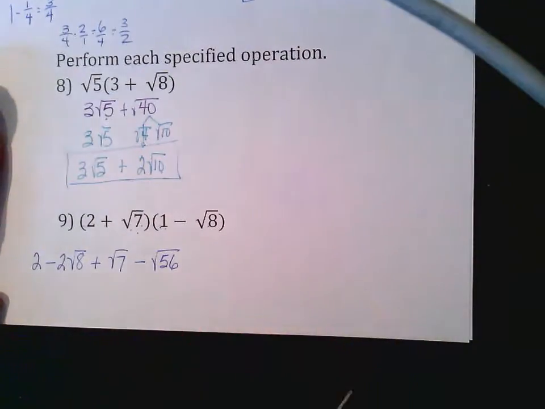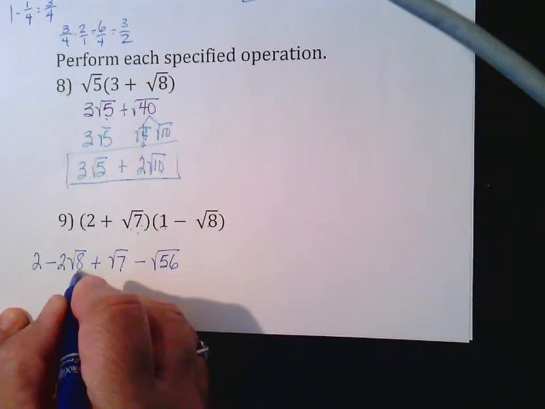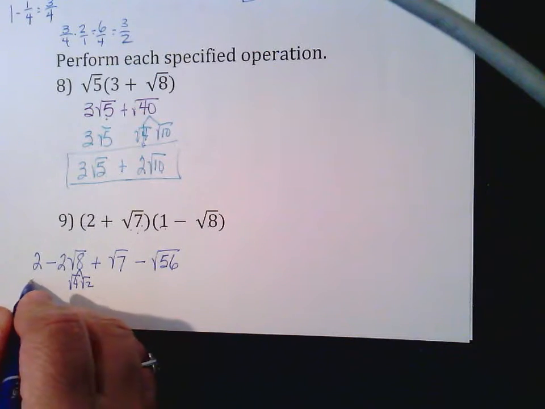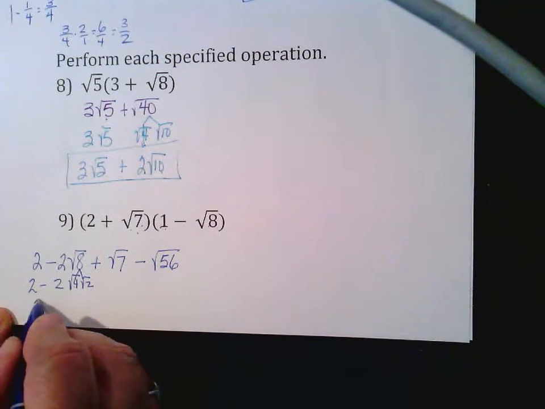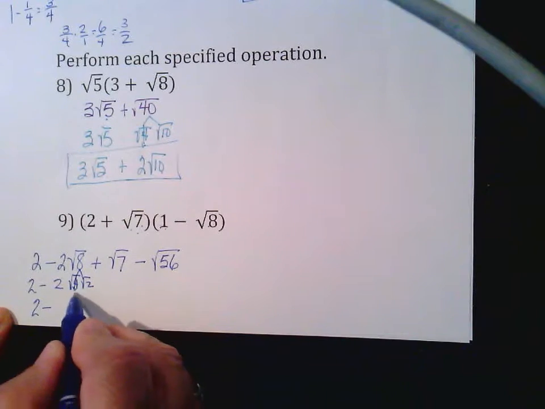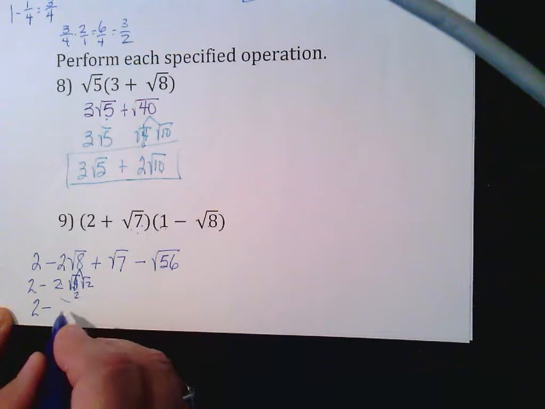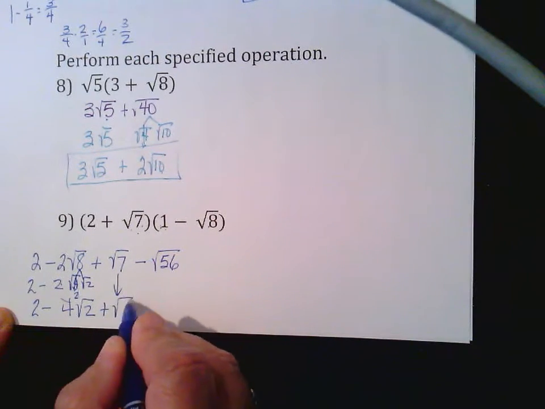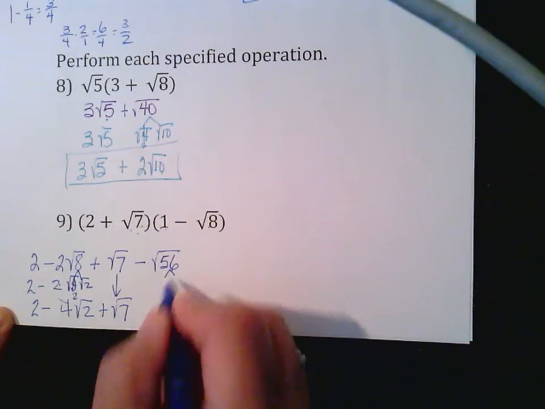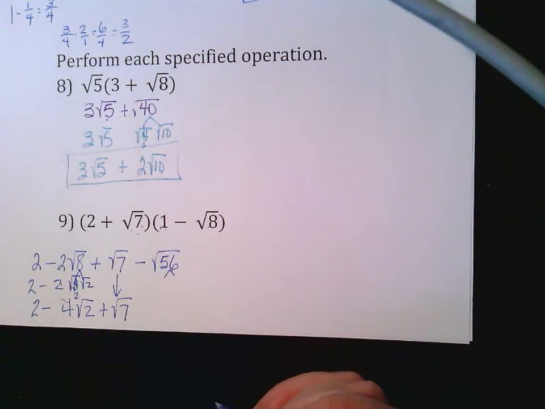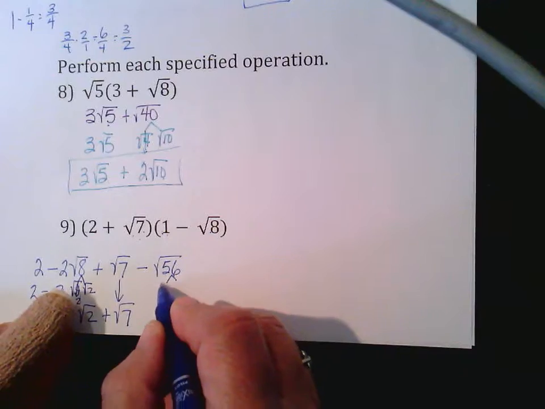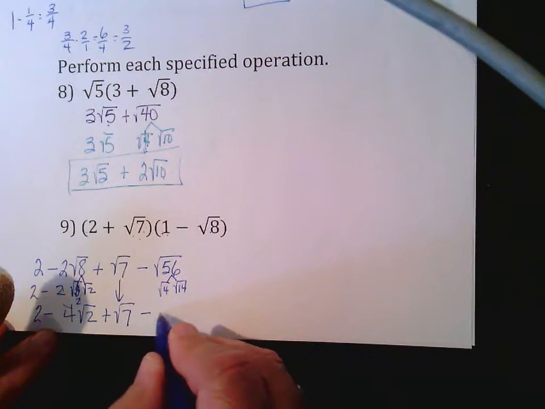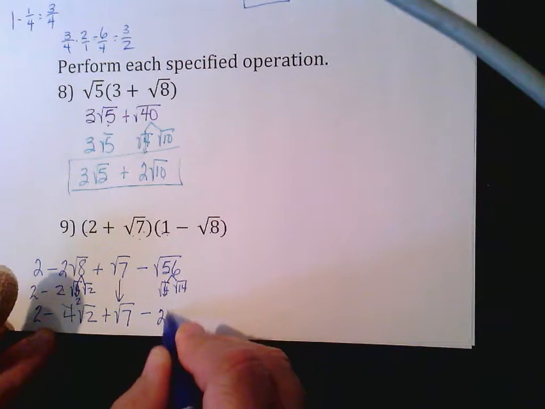We're going to break those down as far as we can. There's a perfect square that goes into 8. That's the square root of 4 times the square root of 2. So I have 2 minus 2 times that. Square root of 4 is 2, so I've got 2 times 2 out in front of that, so it's 4 square roots of 2. Square root of 7 can't simplify at all, so this is still plus square root of 7. For 56, 4 goes into 56. So square root of 4 times 14 is 56, so I can simplify that. This is minus, square root of 4 is 2, so 2 square roots of 14.